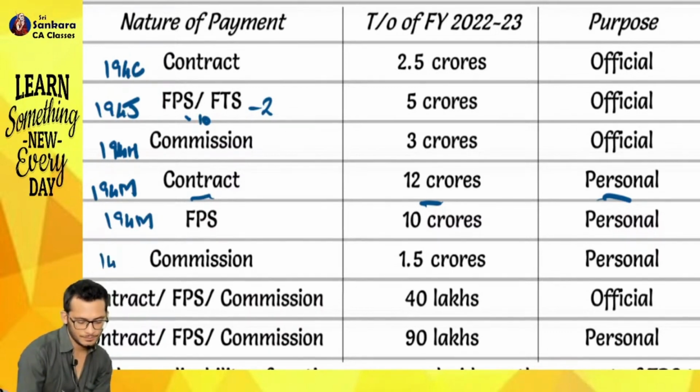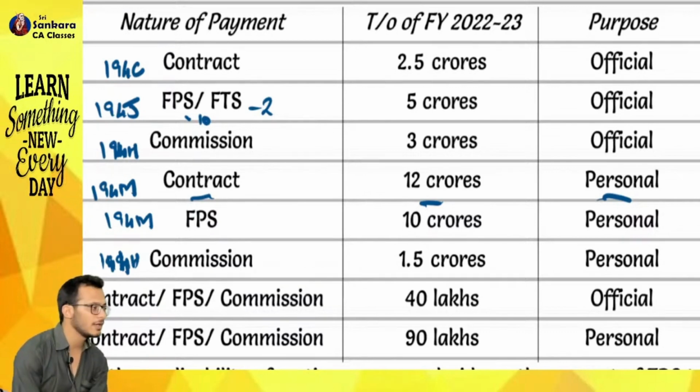Commission 1.5 crores personal. 194H. Why? I told you when it comes to C and J alone, personal is covered. H alone, personal also is covered under H only. So this will go under 194H. Threshold limit is 15,000. TDS rate is 5%, whether you are making contract, FPS or commission.